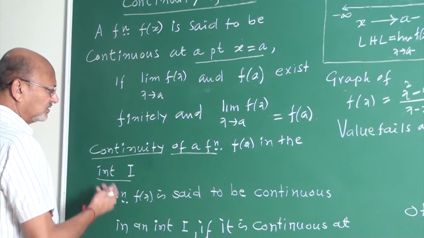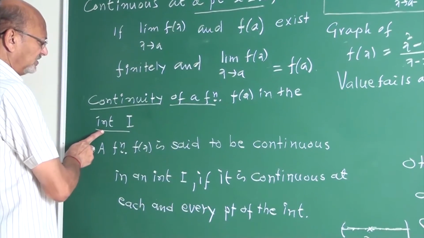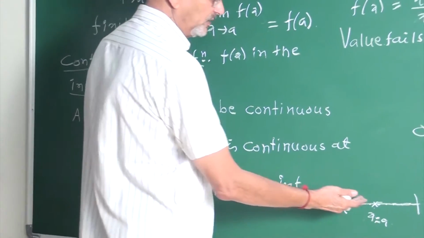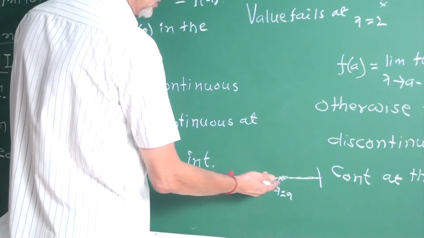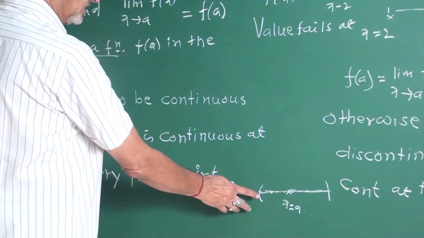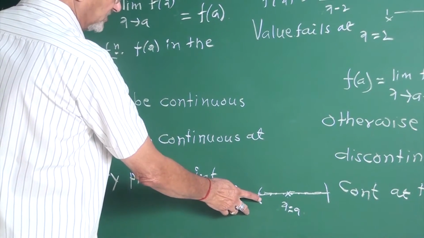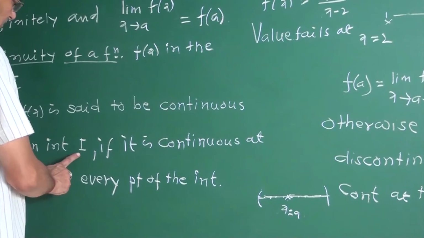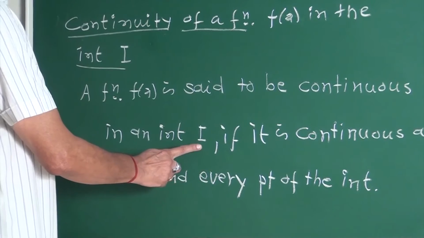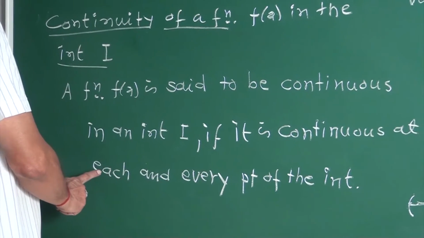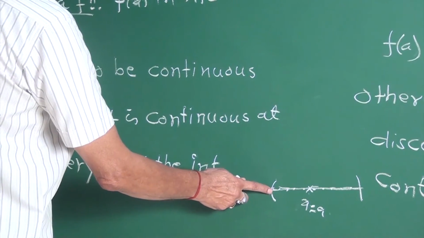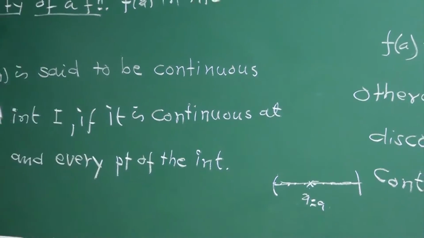Sometimes they will ask: define continuity of a function in the interval. Interval means it contains so many points. Interval, closed interval, open interval, everything was made clear earlier. It is an interval I, may be open, may be closed. Then a function is said to be continuous in interval I if it is continuous at each and every point of the interval. Remember, it is about the interval.